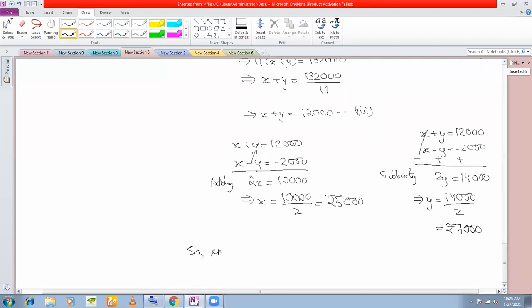So you can write the answer also. Initially, he had invested rupees 5,000 at 12% SI and rupees 7,000 at 10% SI.